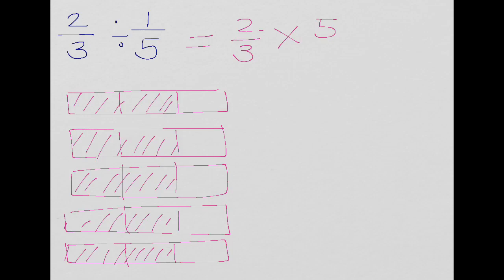So this is 5 lots of 2/3, because this is 1 lot of 2/3, 2 lots of 2/3, 3 lots of 2/3, 4 lots of 2/3, 5 lots of 2/3. So how many thirds have I got? 1, 2, 3, 4, 5, 6, 7, 8, 9, 10. So my answer is 10/3. See how that diagram really helps me again?